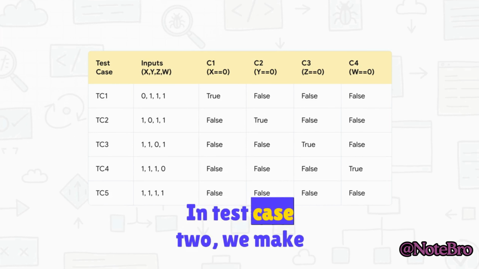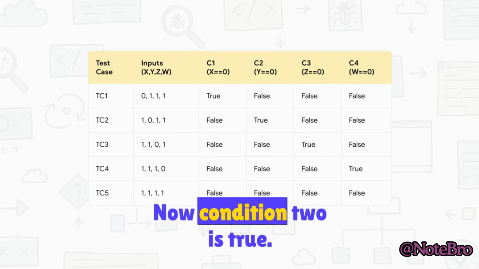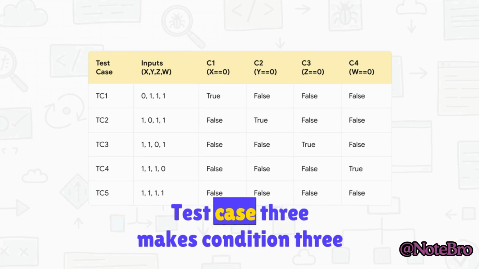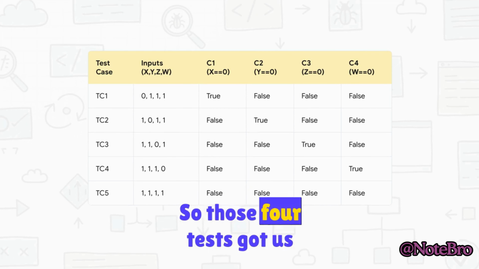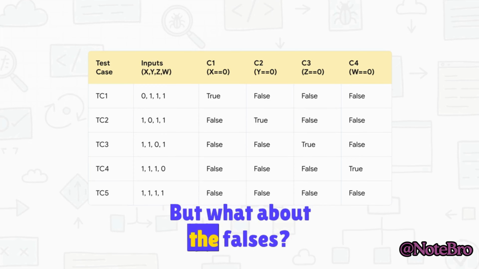Check. In test case 2, we make y equal to 0. Now condition 2 is true. See the pattern? Test case 3 makes condition 3 true, and test case 4 makes condition 4 true. So those 4 tests got us all our trues. But what about the falses?